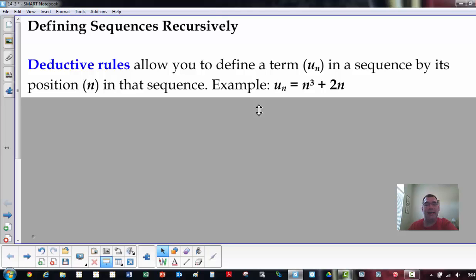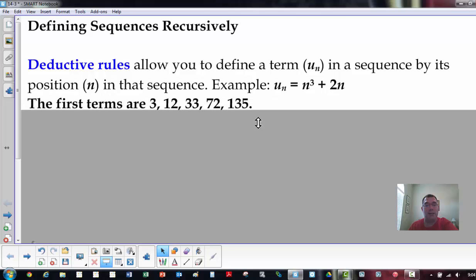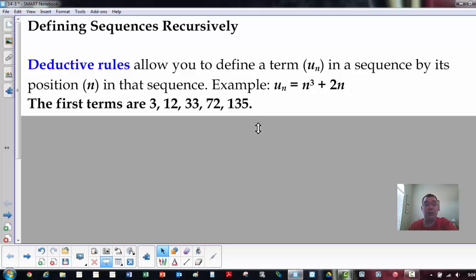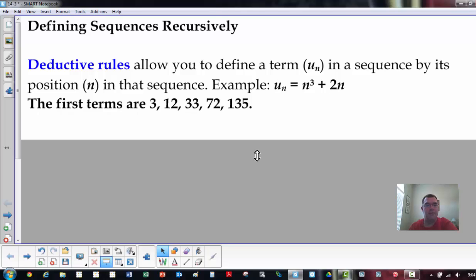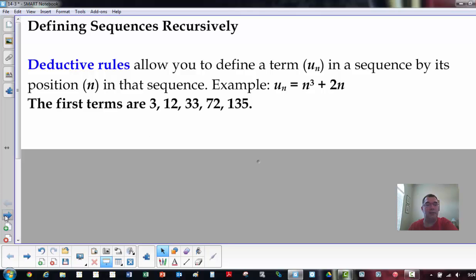So for example, I can say that the nth term is n cubed plus 2n. So, the first term would be 1 cubed plus 2 times 1. The second term would be 2 cubed plus 2 times 2, and so on. Okay, so that's actually a really nice way to write a sequence, but we don't always get the sequence in that form. So if I actually do plug in n equals 1, n equals 2, and so on, I get the sequence 3, 12, 33, 72, and 135. And there are obviously more terms after that. Okay, so that is the deductive rules.